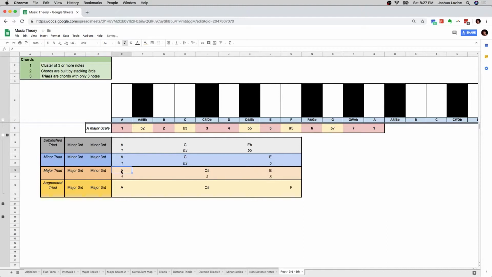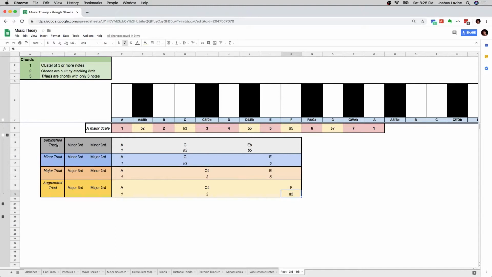Why? Because the A major triad is the first chord in the A major scale, and so we would expect that there are no sharps and flats here, that these notes are pure, 1, 3, and 5, and they are. Now the augmented triad has a 1, a 3, and we're going to call this a sharp 5, and we're not going to call it a flat 6. F is the sharp 5 here, and I'm going to tell you why right now.